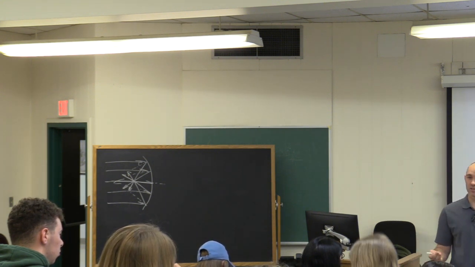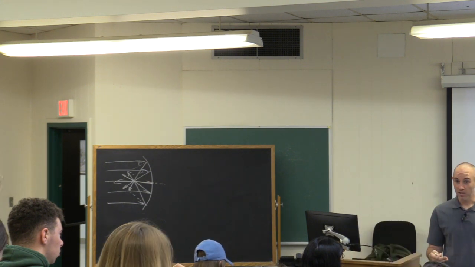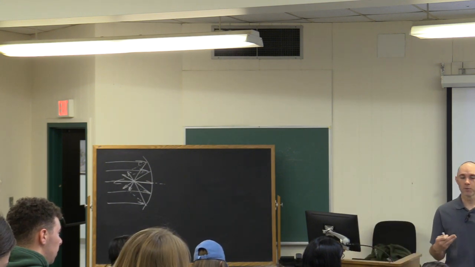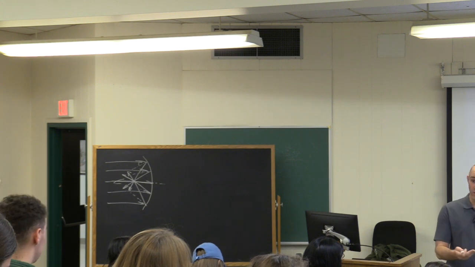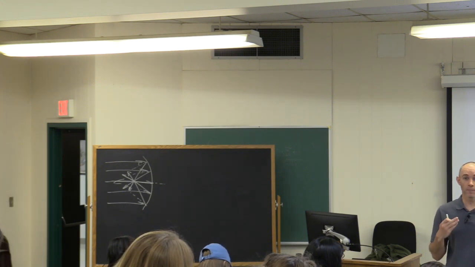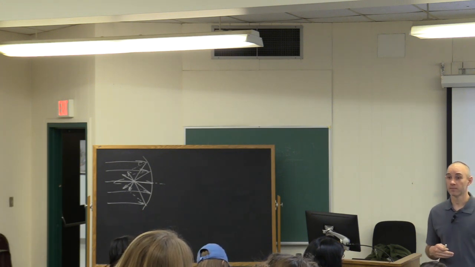The object, this is just a little bit of terminology. The object is the thing that is either producing or reflecting the light that hits the mirror and goes to my eye. The image is what my eye perceives from that light.